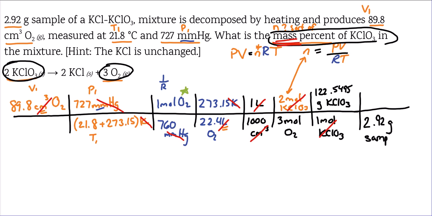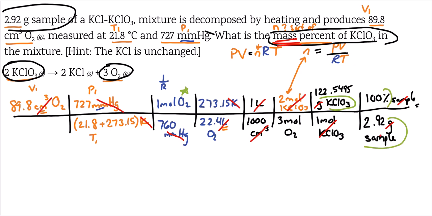When we cancel out all of our units, we'll notice that grams goes away, but potassium chlorate stays. The label sample goes away, but the percent sign stays. This allows us to see pretty easily the percent potassium chlorate. We solve and find that it's 9.94% potassium chlorate.